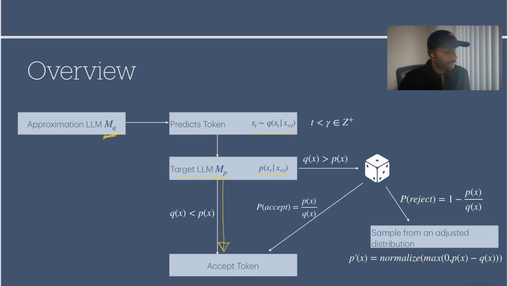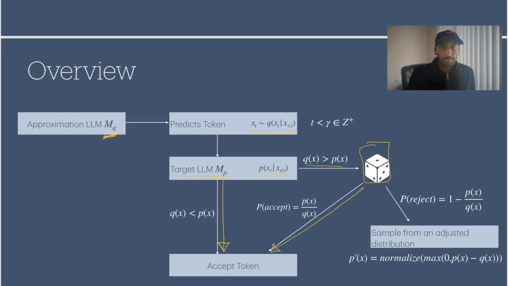That is cool. But what happens when the target LLM does not think that the token generated by the approximation LLM is as likely? That is the case when q of x is greater than p of x, right? So in that case, we land in a scenario where we perform a random experiment, more like a coin toss, a biased coin toss. And after that coin toss, we still have some chance of accepting the token that the approximation LLM has predicted at that time step, even though the target LLM thought it was not likely. And the chance is given by p of x over q of x.